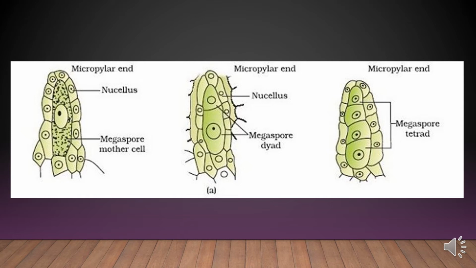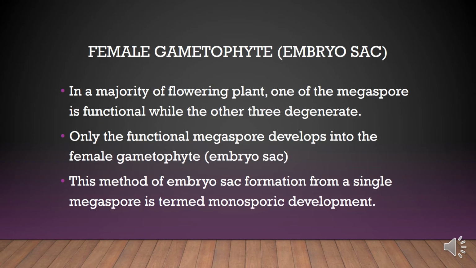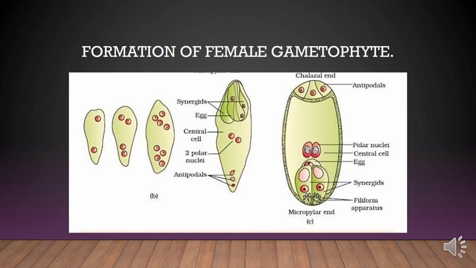From that, only one is functional while the three others degenerate. Only the functional megaspore develops into the female gametophyte. This method of embryo sac formation from a single megaspore is termed monosporic development. Here is the diagram of the formation of the embryo sac. Again we are going to discuss the formation of the female gametophyte from this diagram only.